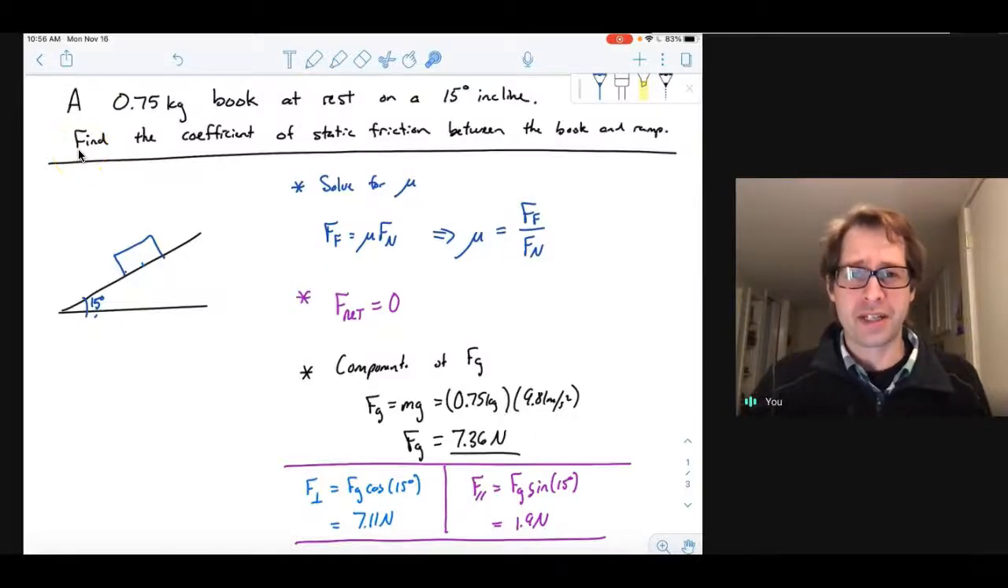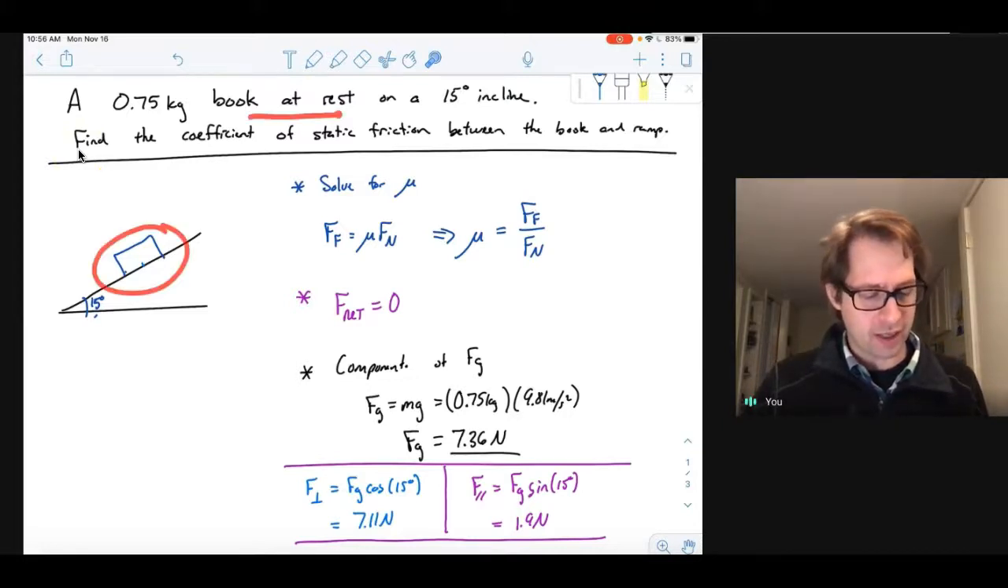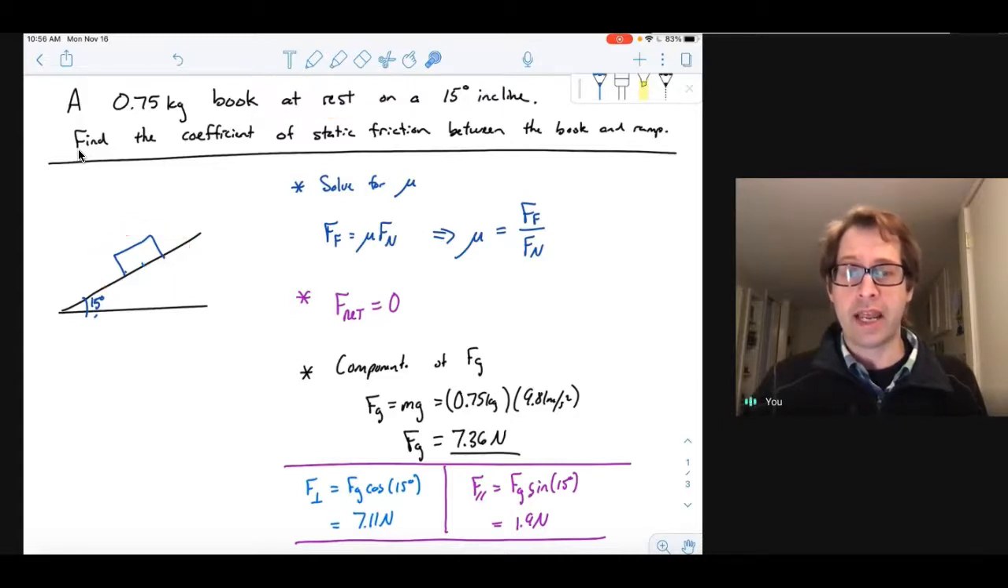Hello physics students, Mr. Steinerson here, and in this video I want to take you through an example of an object like a book at rest on an incline, and the objective is to find the coefficient of friction between the surface and the book or the object.